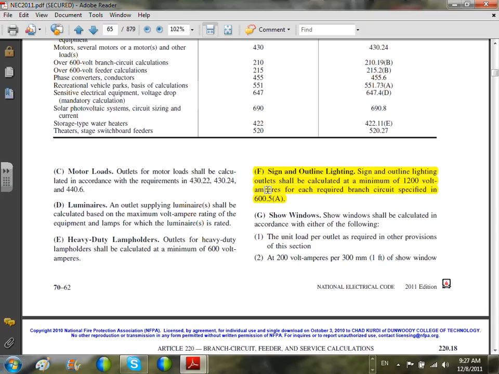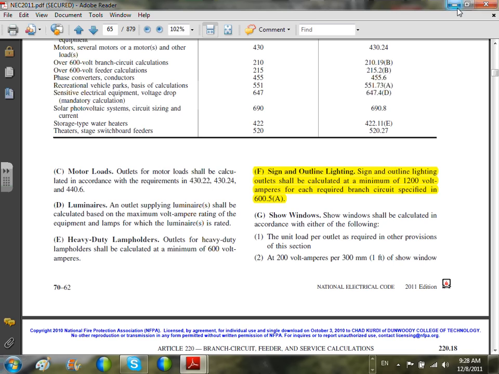Signs and outline lights shall be calculated at a minimum of 1200 volt amp for each required branch circuit specified in 600.5A. If you go to 600.5A, Ashley, it tells you a commercial building must have at least one outlet, one circuit for a sign. That says, welcome to Dunwoody College of Technology. Welcome to Hallberg Engineers. So in our building, we're going to have minimum of one for the sign. And you're going to assign a load of how much for this? 1200 volt amp. Any question guys about F?